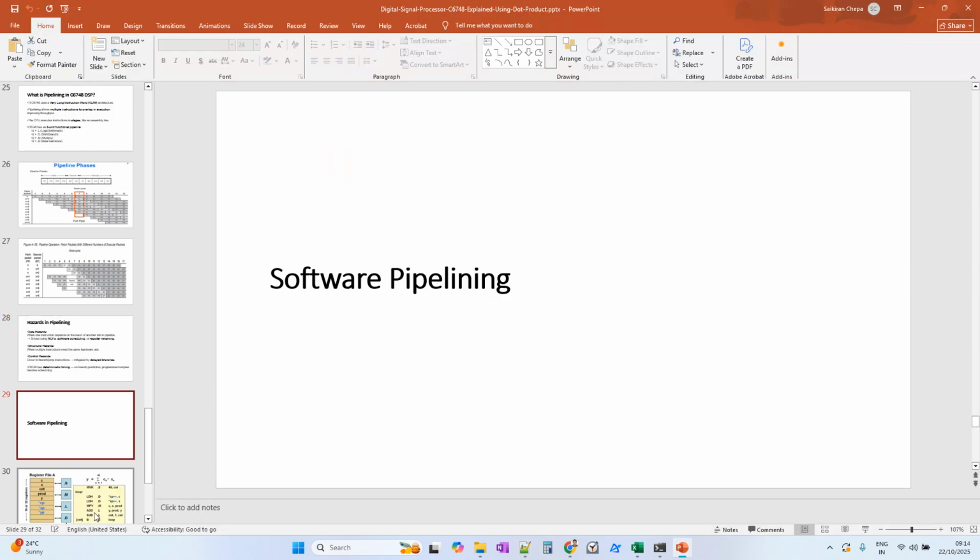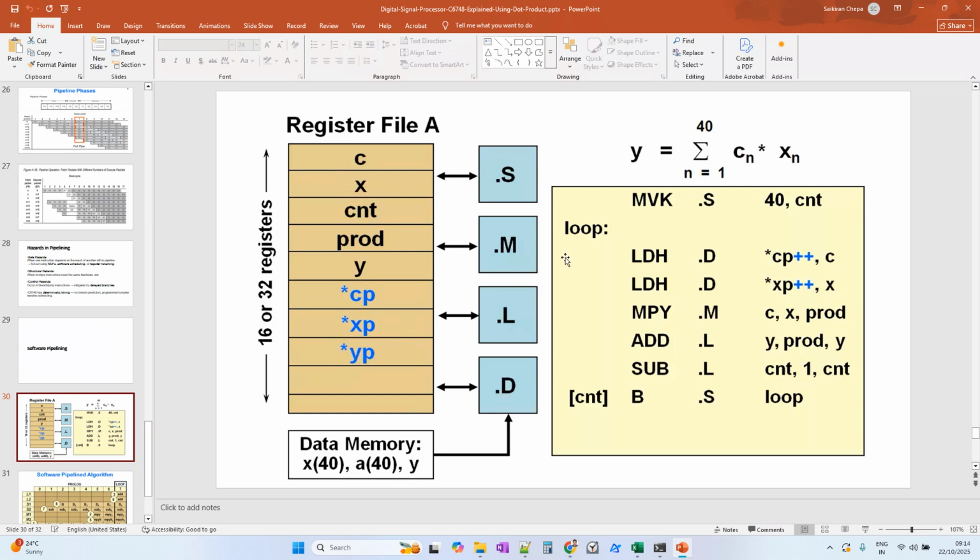So next we will see software pipelining. As I showed you, it is a load-store architecture, so all the values will be in registers. If you see here, this is the code that you are trying to execute. It is nothing but a dot product of Cn and Xn. First C will be loaded, then X will be loaded, then we multiply C into X, get the product and add it to Y. Sigma, we are doing it, adding to Y, and we have to do this 40 times.